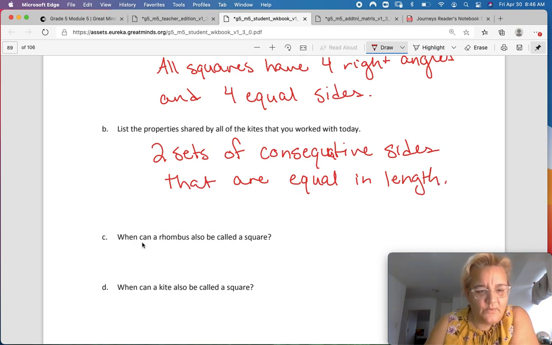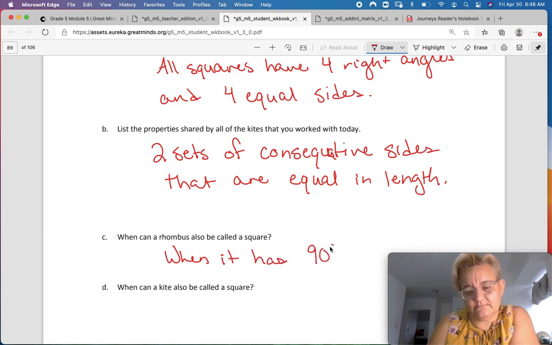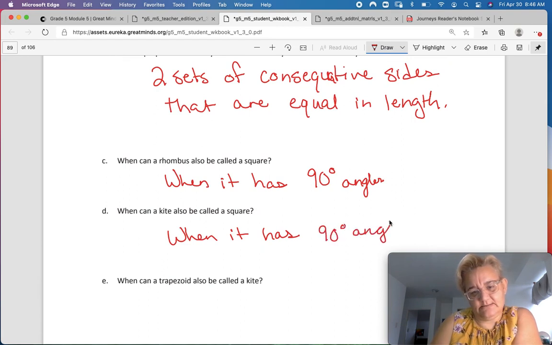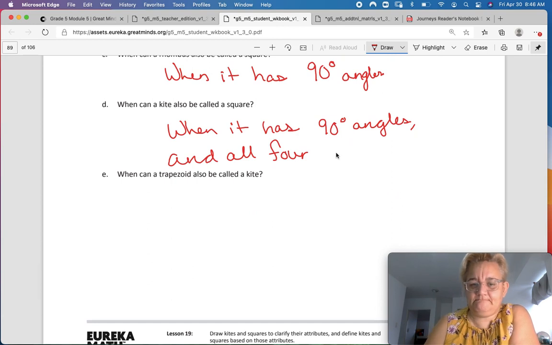Okay. When can a rhombus also be called a square? When it has 90-degree angles. Okay. When can a kite also be called a square? Also, when it has 90-degree angles and all four sides are equal.